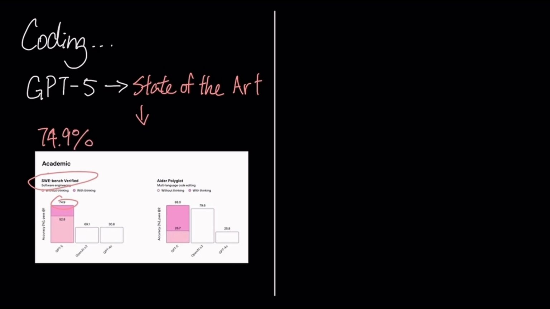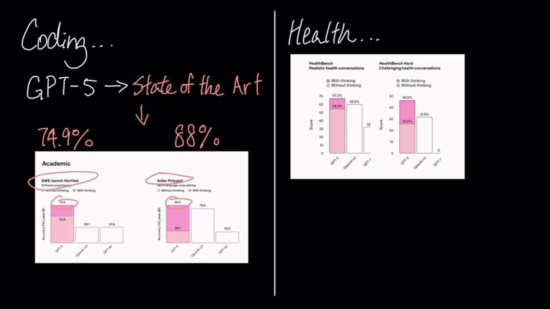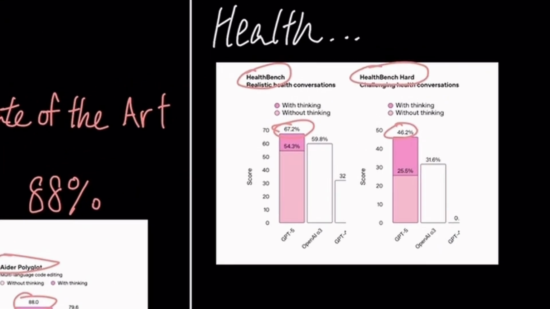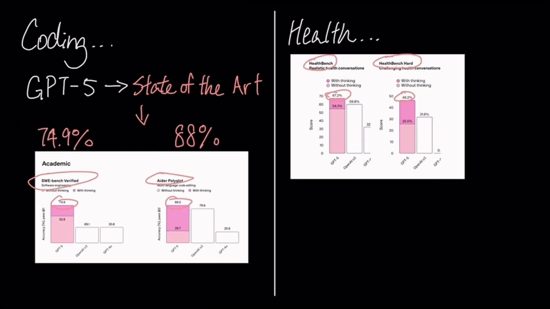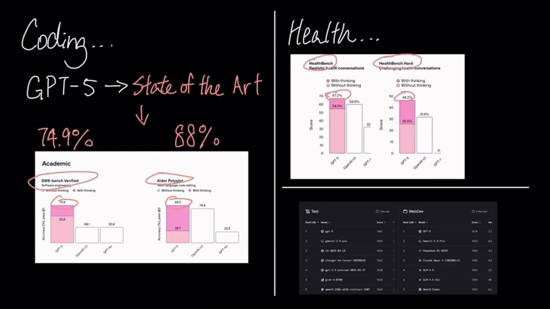On the coding side, GPT-5 is the new state of the art. It scores 74.9% on SWE Bench Verified, a benchmark that tests real-world software engineering tasks. On Aider Polyglot, which measures multi-language code editing, it sets a new record of 88%. For health, it scores significantly higher than any previous model on OpenAI's own Health Bench and Health Bench Hard evaluations, which are based on realistic medical scenarios. GPT-5 also currently ranks number 1 on the web dev focused LM Arena leaderboard, which ranks models based on head-to-head user votes.